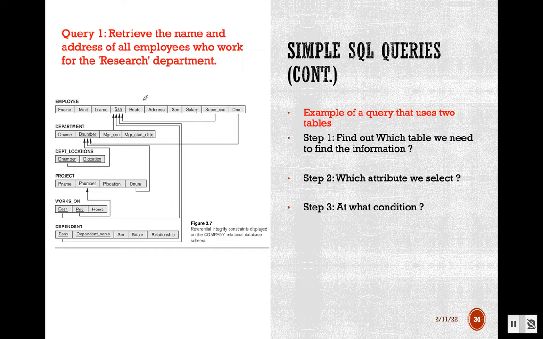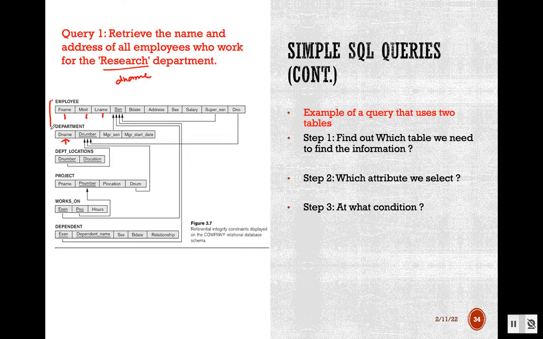All right. Now let's see how we are going to find out which tables we are going to need. It looks like we need the name and address of all employees. Name means F name, M init, L name, of all employees who work in the research department. Now, the research department information means we're going to need D name, and D name is in the department table. So these three attributes we are going to need to find the information.